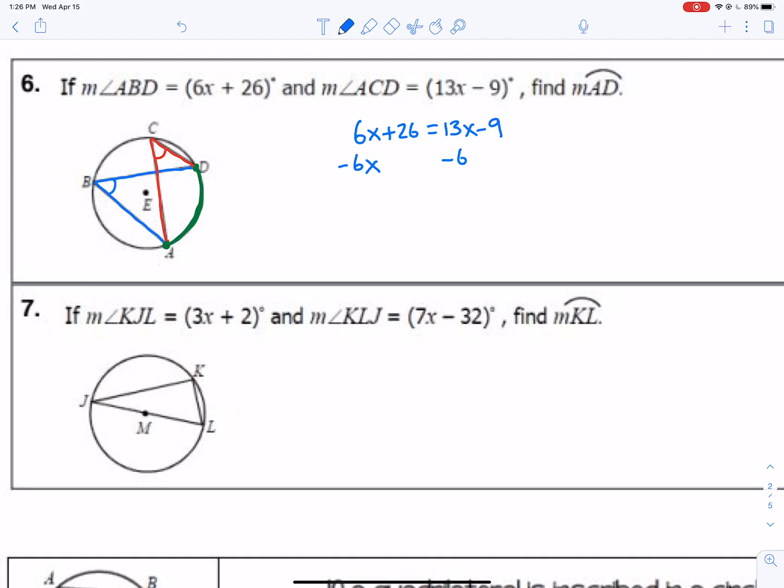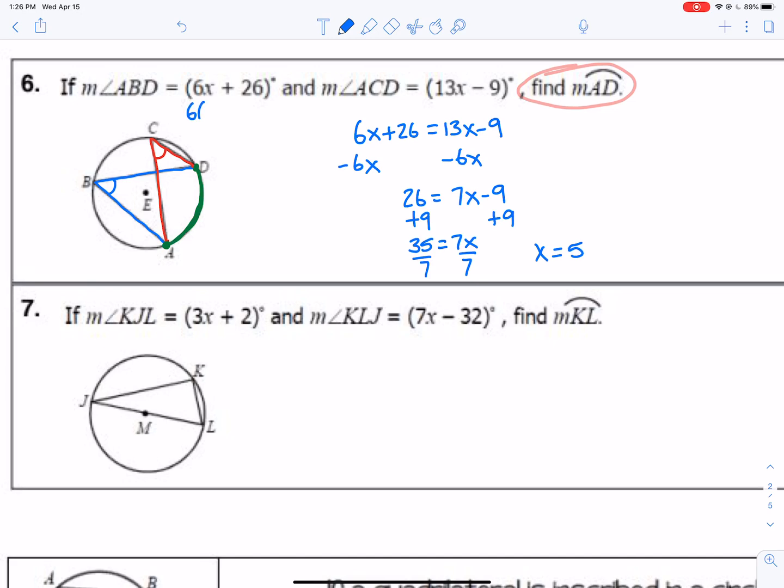So let's say 6x plus 26 is equal to 13x minus 9 to start solving for x. So if we subtract 6x, we get 26 equals 7x minus 9. Then let's add 9. So we get 35 equals 7x. And divide by 7. So we get x equals 5. But we don't want just x this time. We want to find the measure of arc AD. So first let's plug it back in to figure out the measure of those angles. And then we can double it to figure out the intercepted arc.